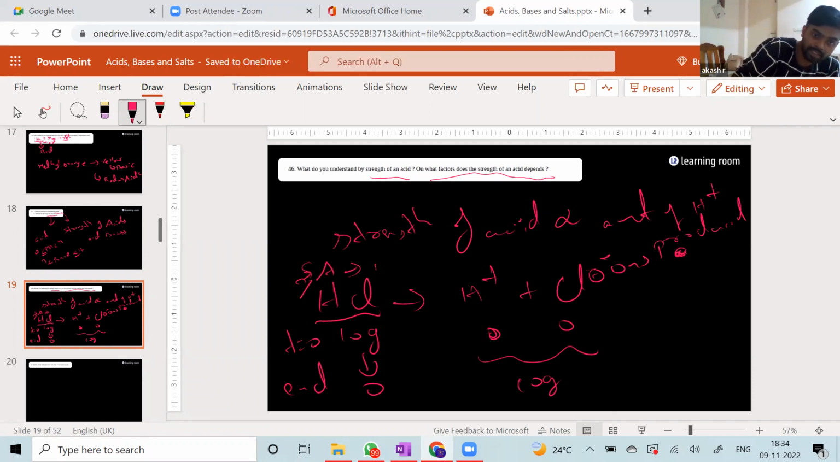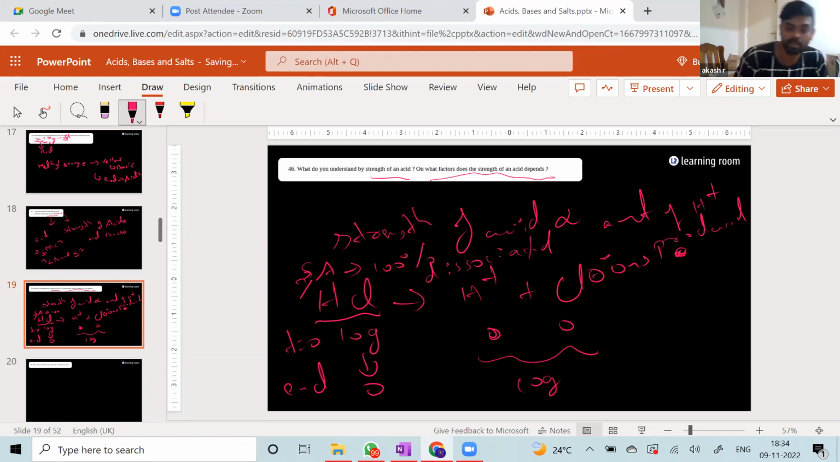All strong acids, we can say, are going to be 100% dissociated. What do you mean dissociated? That particular entire compound is going to dissociate as H plus and Cl minus. That's what happens in strong acids. But when I'm going to take a weak acid, let me insert the page.